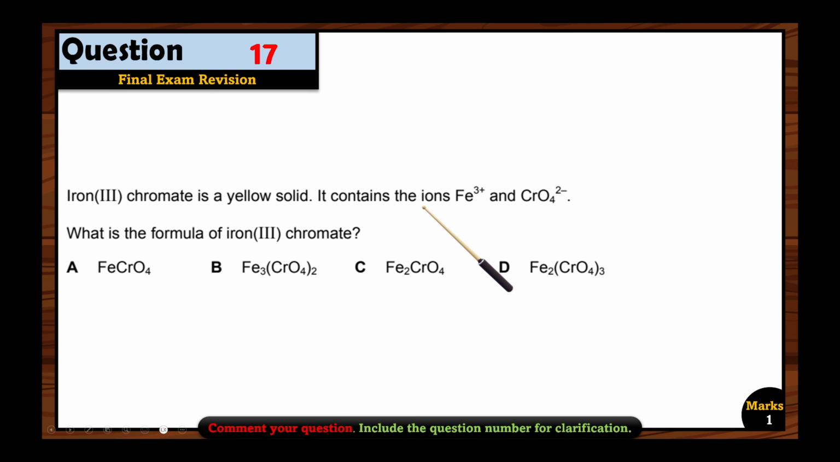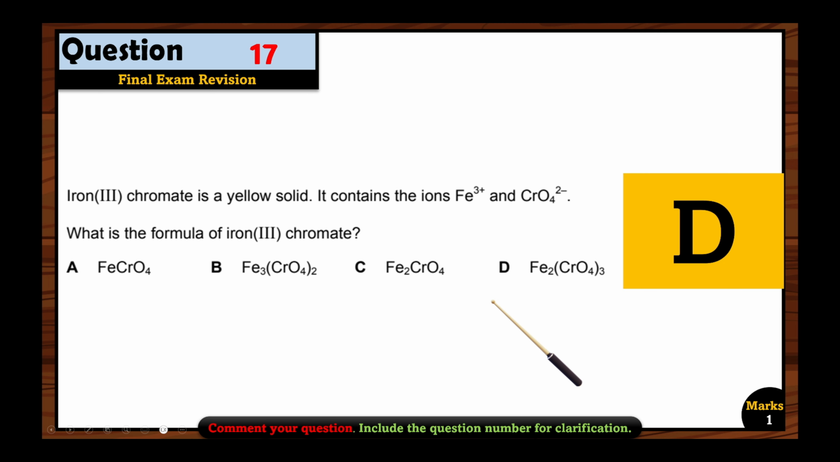Now let's see for the chromate. So for chromate, outside the bracket we have to write this 3, because this 3 will go for this one here, right? For the chromate. So how many chromates do we need? 3 chromates. So Fe2(CrO4)3 is the right answer. So option D is correct.